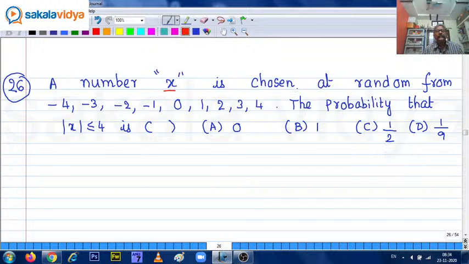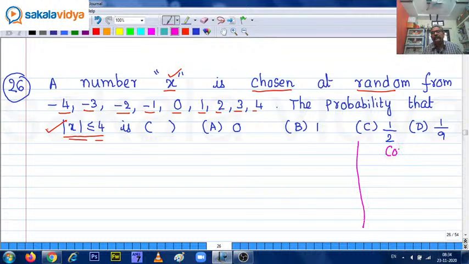A number x has been selected at random from the numbers -4, -3, -2, -1, 0, 1, 2, 3, 4. In total how many numbers are there? 1, 2, 3, 4, 5, 6, 7, 8, 9. Out of 9, one number x has been selected, and it must satisfy mod x less than or equal to 4. First, let us discuss what is meant by mod x less than or equal to 4. Let me give the concept here.